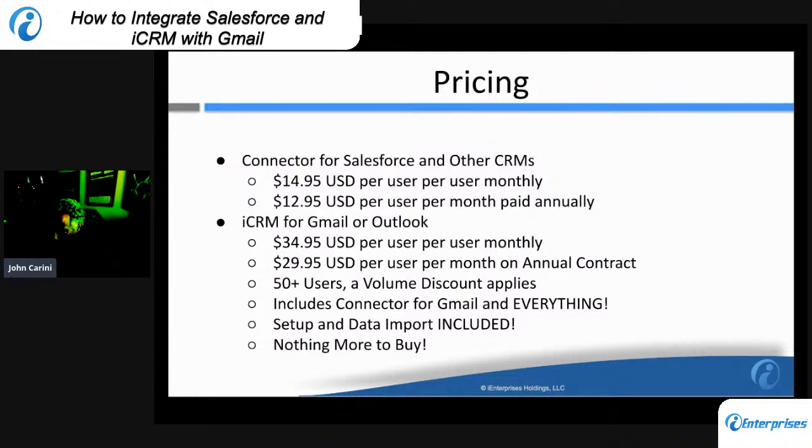And iCRM for Gmail or for Outlook, the list price is $34.95 per user per month, and if you buy annually, it's $29.95. And the thing about iCRM is that's the unlimited version, and we include everything. We include the email connector. We don't have another version to upsell you to. We don't play that game like the other vendors where we get you in at a low price point and then we expect you to pay double or triple or even, I'm not kidding, sometimes it's 10 times the price they'll try to bring you up to.